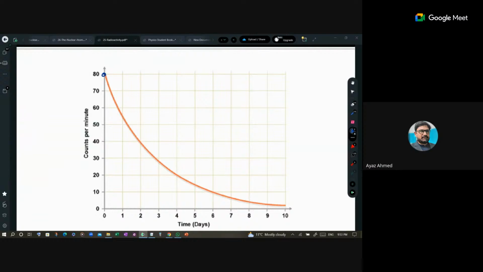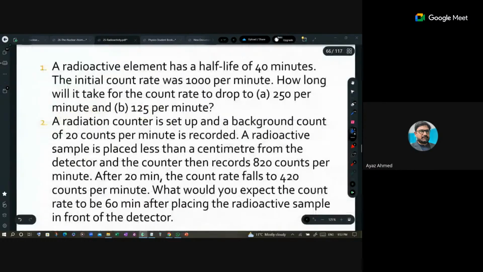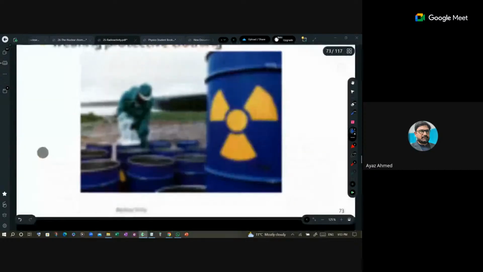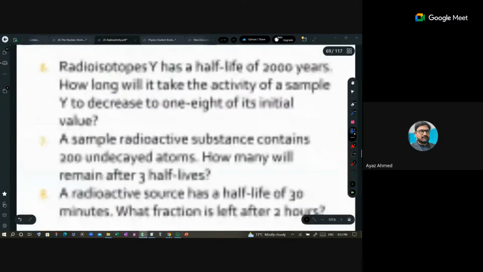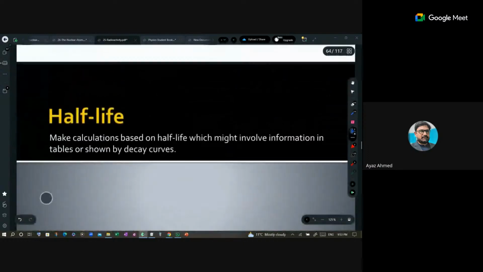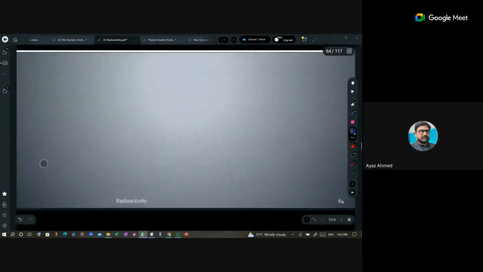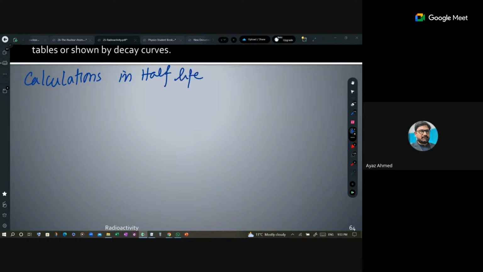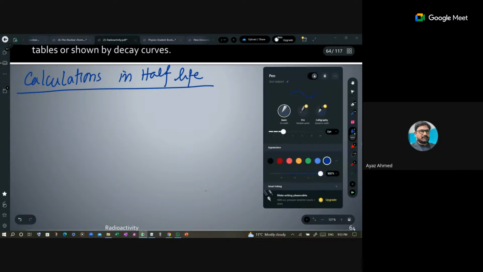So let's say there are two techniques for half life. For example, one is the graph technique. Okay, I will tell you how to calculate that. First I will let you know the calculations of half life, because so many questions are asked from this topic. Calculations in half life. So what calculations do we do in half life?